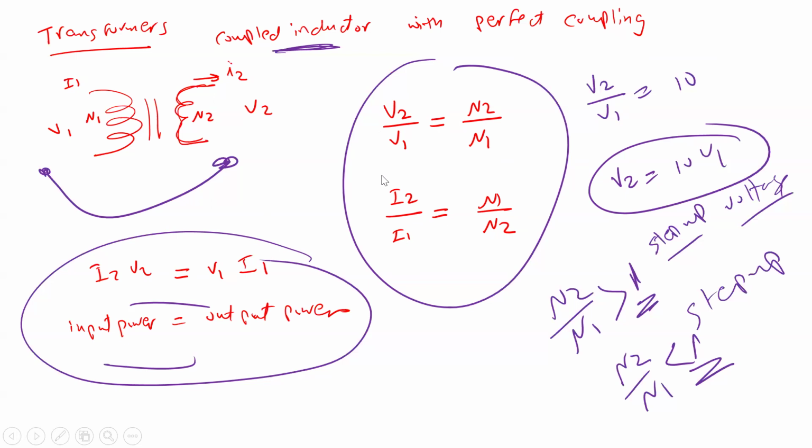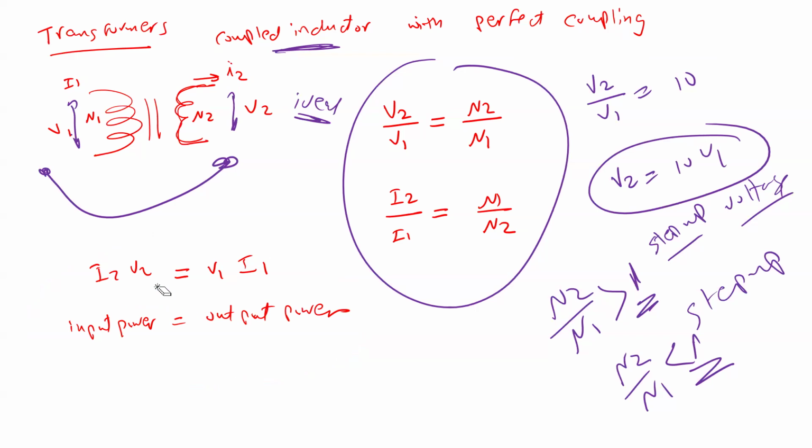Which means I2 times V2 is equal to I1 times V1. You know from what I explained in this course, power is I times V. That means the input power should equal the output power. For sure, this is a very ideal case. In reality, the input power is not exactly equal. We lose some power as heat in the transformer, but if it is ideal, it has to be equal.